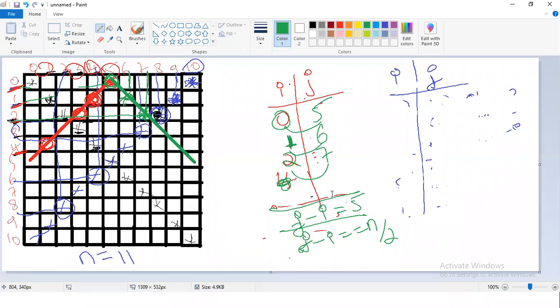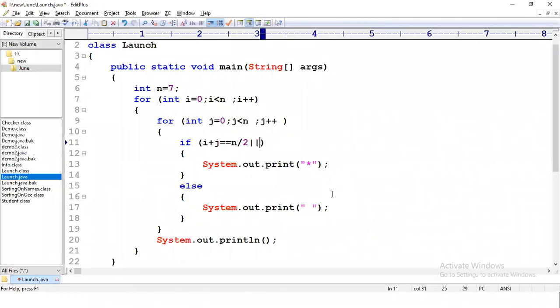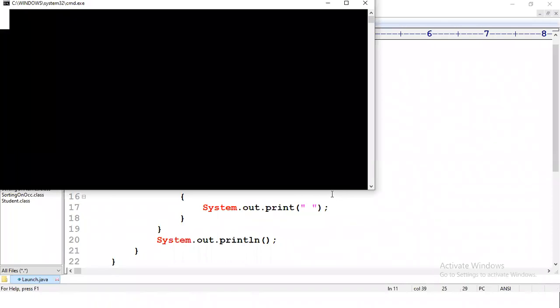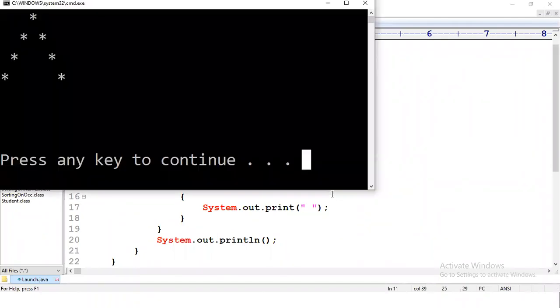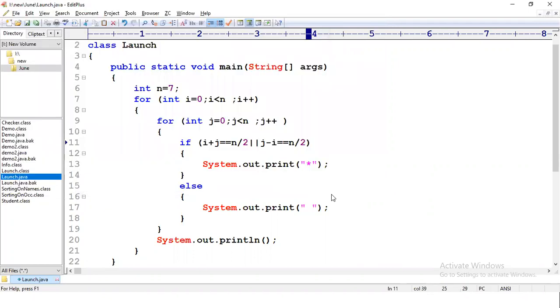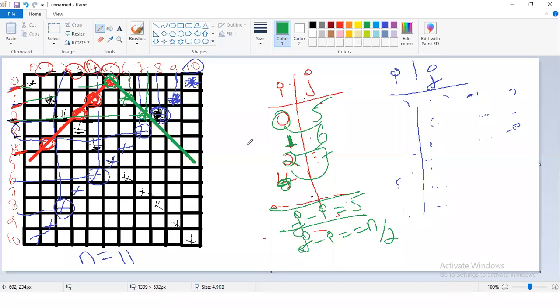So I'll go back and here I'll write the OR operator, j minus i is equal to n by 2. Then only you print that line. Let's see. I compiled and executed. See, I got that line. Next, we'll see the next line equation, right? Yes. Please take this screenshot.